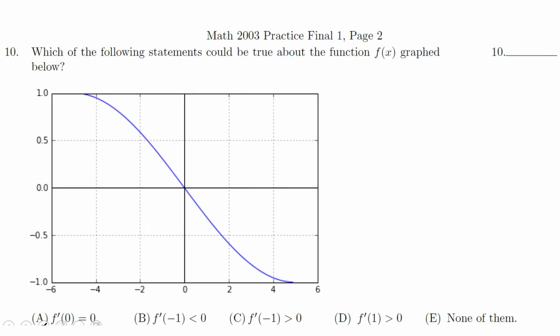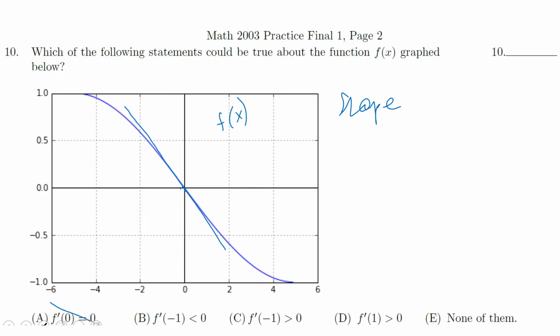Next, which of the following statements could be true about the function f of x graphed below? So this is f of x. Now, what do we know about the first derivative? Derivative is the same thing as slope. So when it comes down to option A, f prime of 0 equals 0. When x equals 0, the slope of the tangent line is like that, so this slope is clearly negative. So A is not correct.